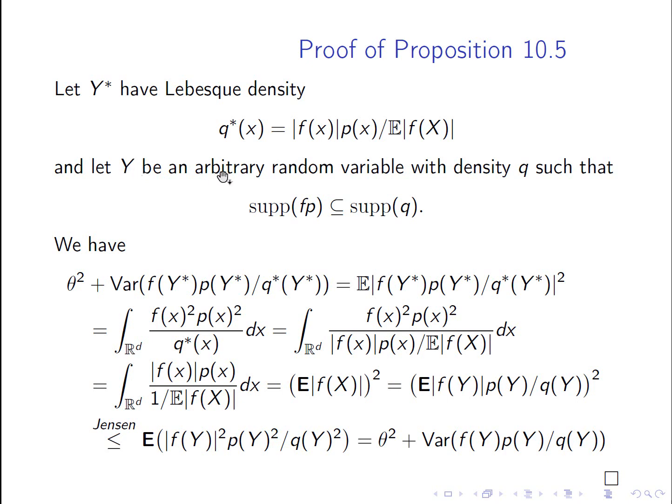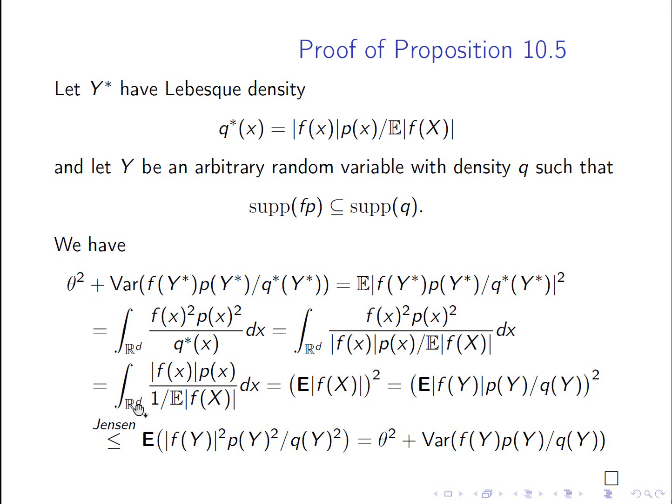So y is an arbitrary random variable with density q, and the density q satisfies that its support is larger than the support of fp. Remember, any importance sampling density has to respect the support of p, so it has to be at least as large, and this is fulfilled here. Okay.